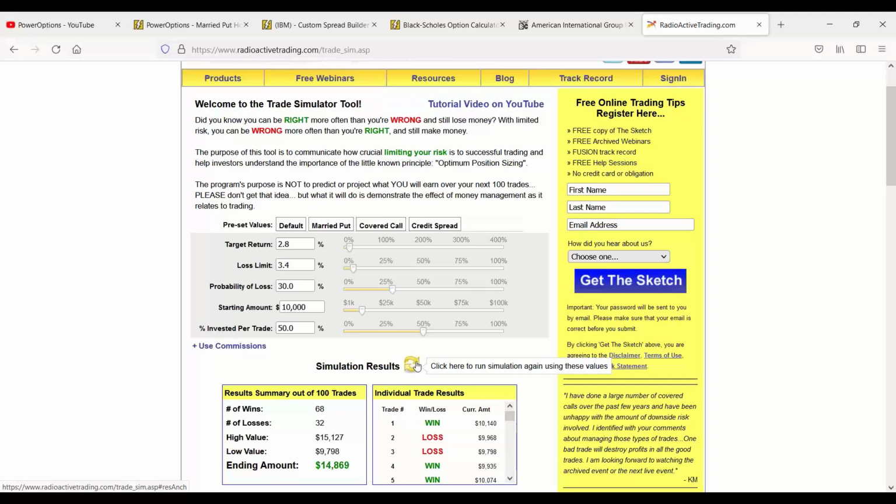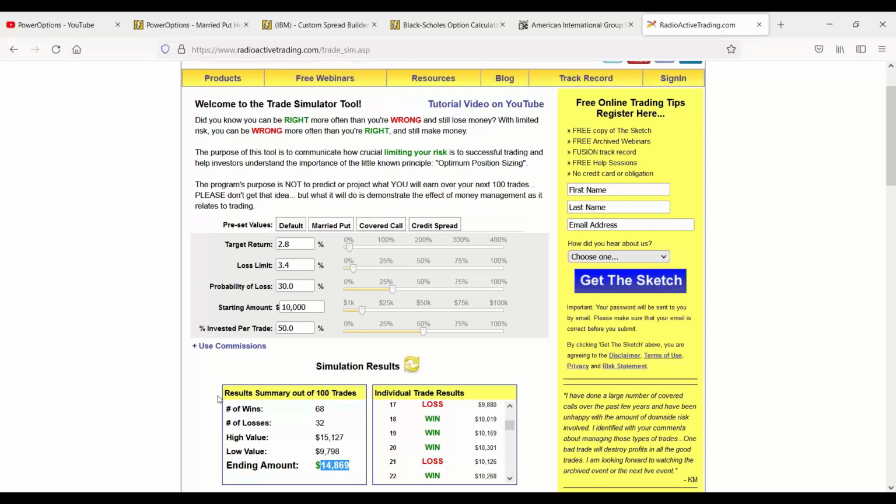Now, what this tool does is it flips a coin 100 times. Heads, I win and make my 2.8% on the $5,000 I invested, or $140. Tails, I lose the 3.4%. It's random each time, but it shows you your strings of winners and losers. So in this case, I'm right 68% of the time, almost a 50% gain, $10,000 took it up to $15,000, had a low drawdown, and an end return of $14,869. Let me just write that down.